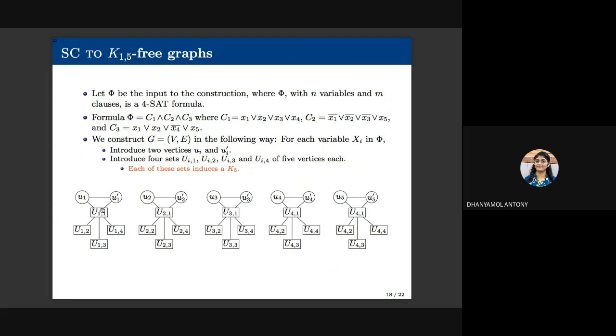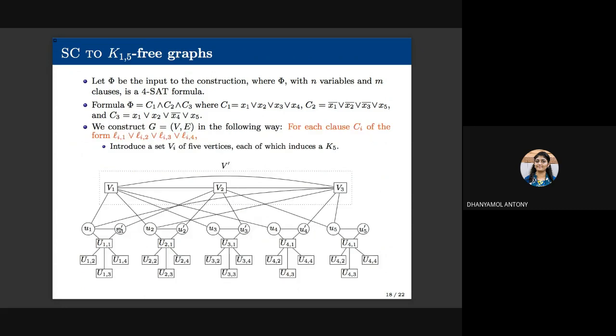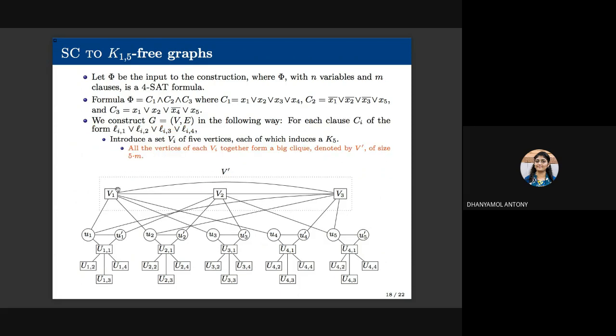Now the set ui1 is adjacent to the vertices ui and ui prime, and the sets ui2, ui3 and ui4 as shown in the figure. Now for each clause ci of the formula, introduce a set vi of 5 vertices, each of which induces a K5 as shown here. Now all the vertices of each vi together form a big clique denoted by v prime of size 5m.